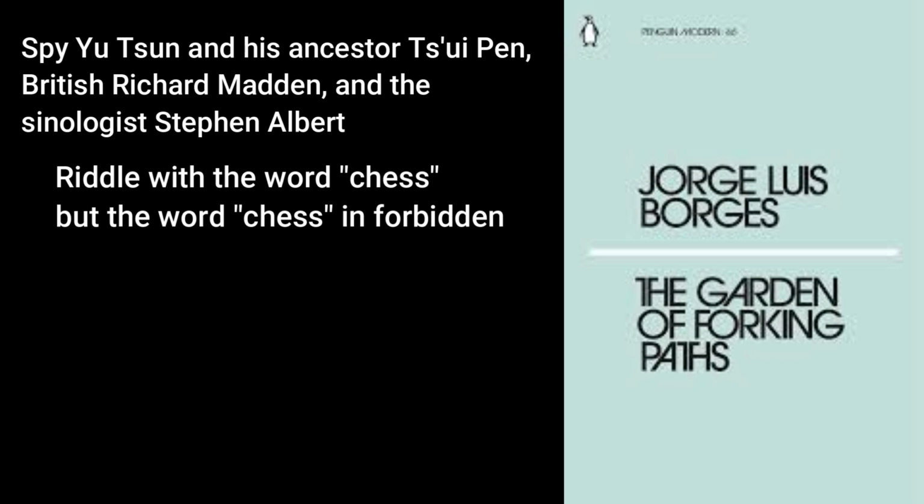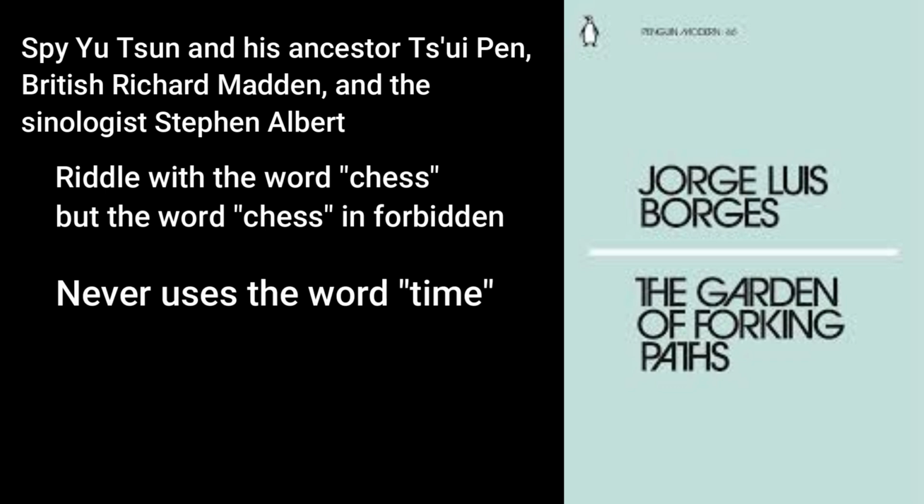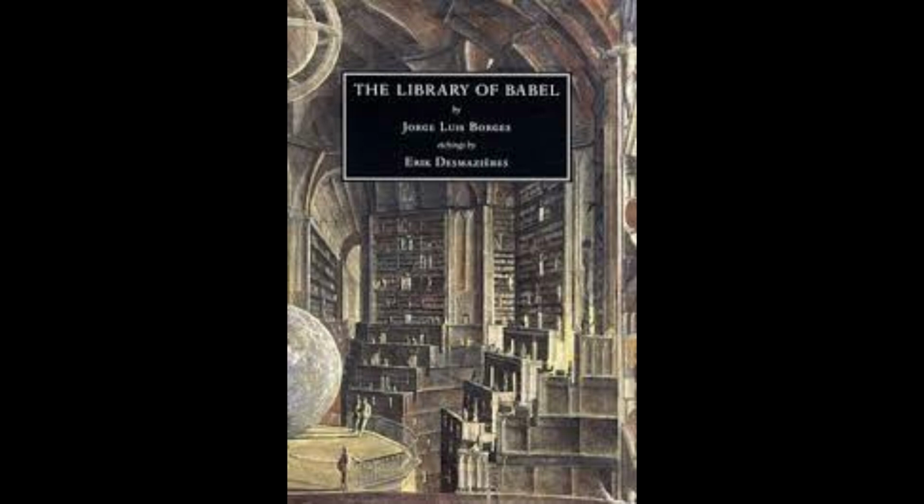There's a riddle within the story, and the riddle asks for the word chess, but the answer prohibits the word chess itself. It's a bit of a paradox within the story, which Borges loves to explore. Another clue here about the novel/labyrinth is it doesn't use the word time at all, so it omits that word. So those are going to be the main clues for the Garden of Forking Paths. We're going to move on to the other of his most common stories, the Library of Babel.